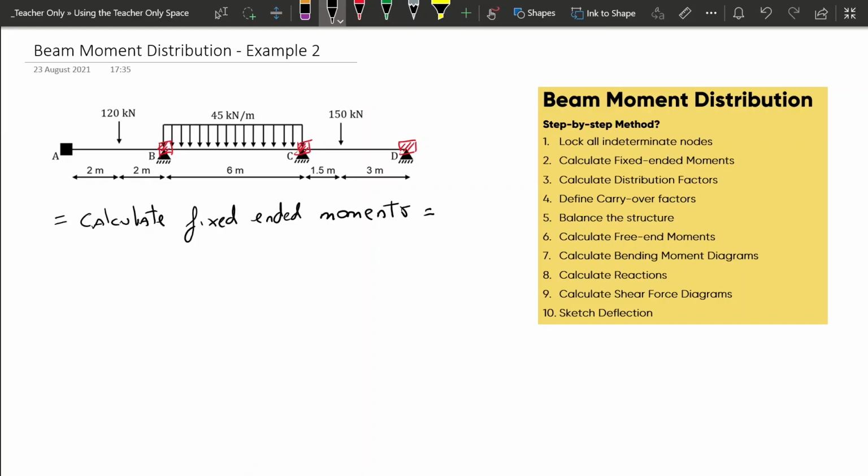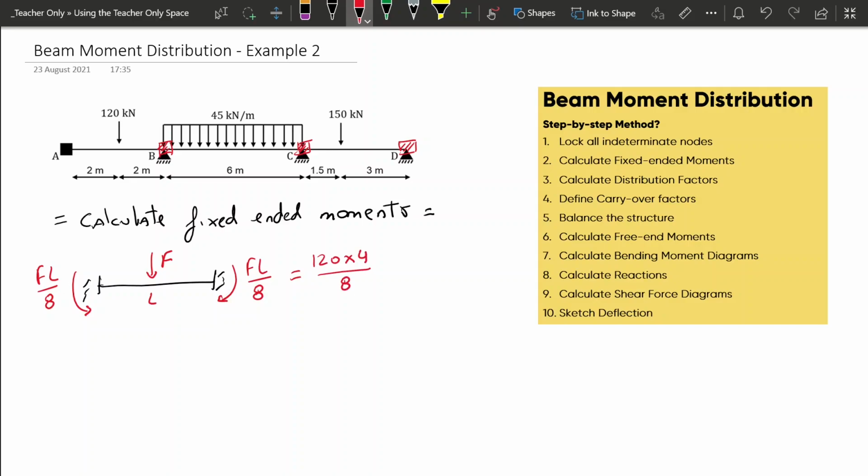In this specific case, we have concentrated loads in the middle, concentrated loads that are not in the middle, and we have a UDL. So plenty of equations here to remember. The first one is when we have a load in the center. The moments at the supports are equal to FL over 8, F being the load and L the span, which in this case is 120 times 4 divided by 8, so that should be 60 in both cases.